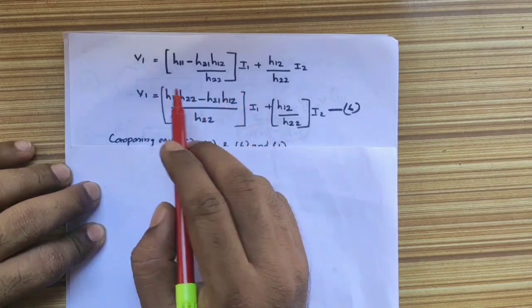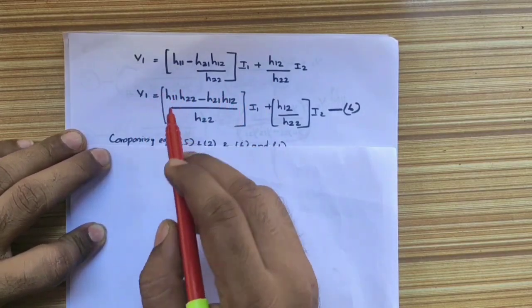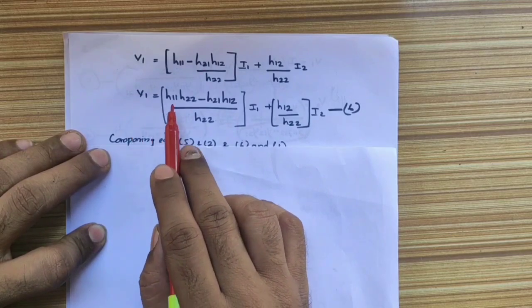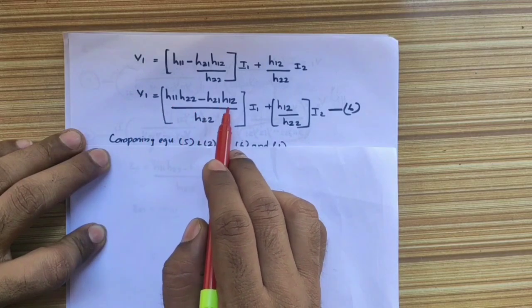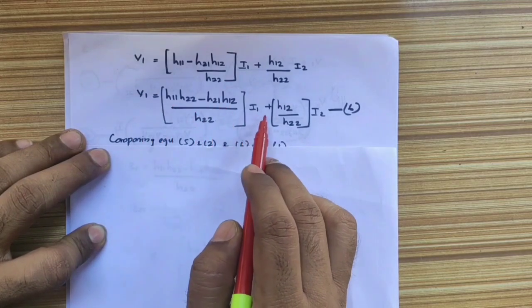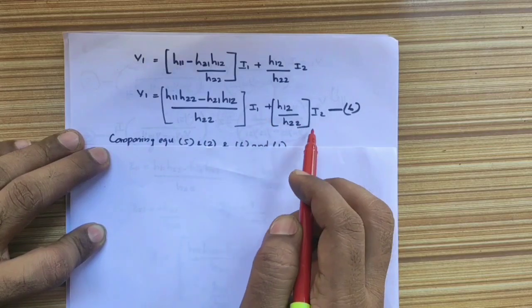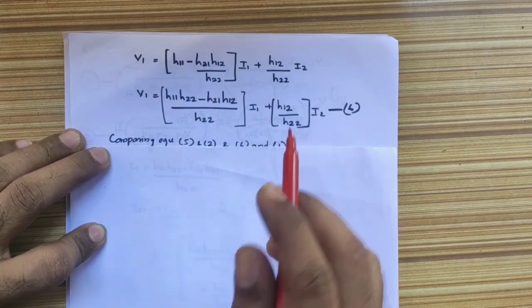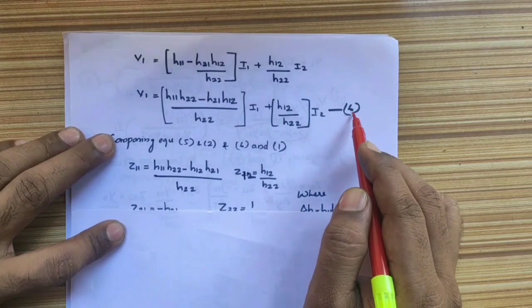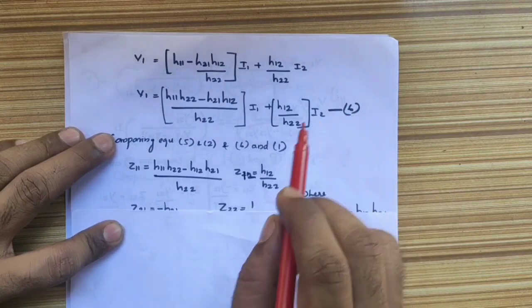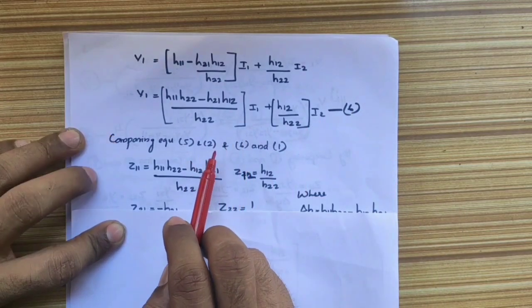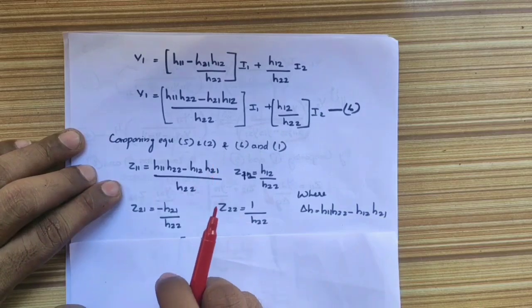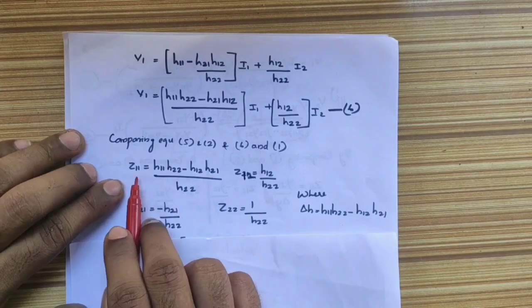After substituting the V2 values, I am rewriting the equation as V1 equal to (H11 H22 minus H21 H12) divided by H22 of I1, plus H12 divided by H22 of I2. Now I am comparing equation number 6 with equation number 1, as well as equation number 5 with equation number 2. By comparing the equations, I am writing the coefficients.